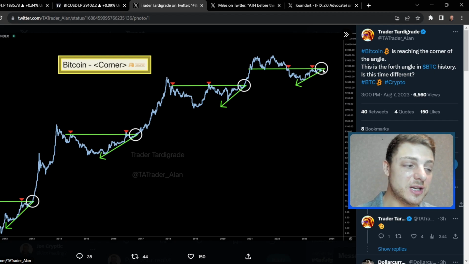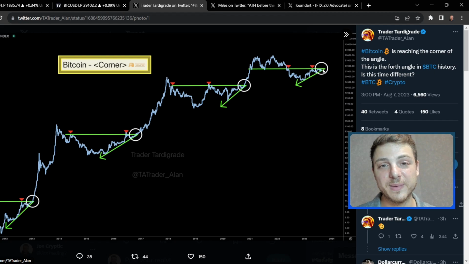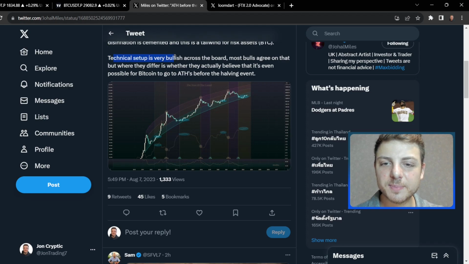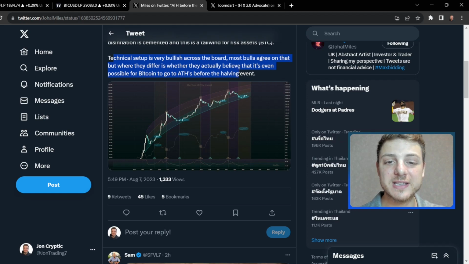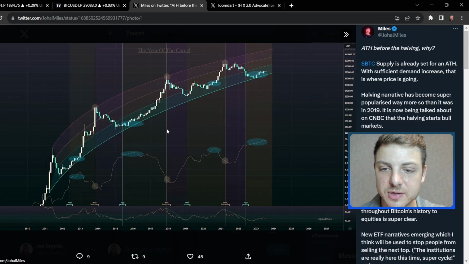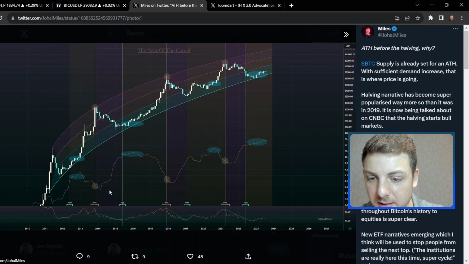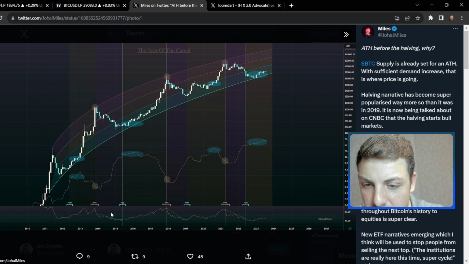This corner strategy advocates for more movement to the upside. Technical setup is very bullish across the board. Most bulls agree on that. Where they differ is whether they actually believe that it's even possible for Bitcoin to go to all-time highs before the halving event. So what we're actually talking about here is these halving events right in here.